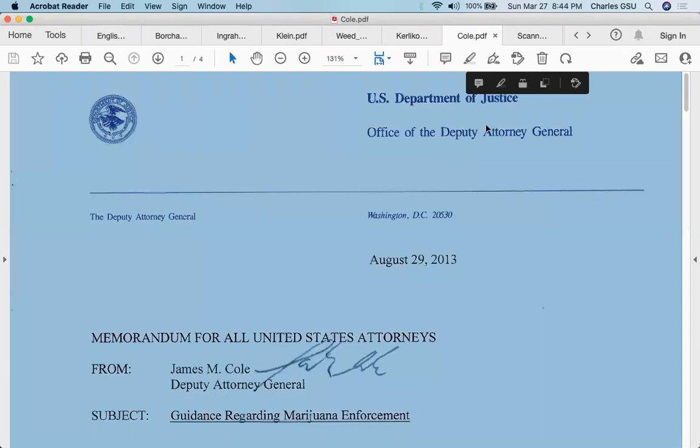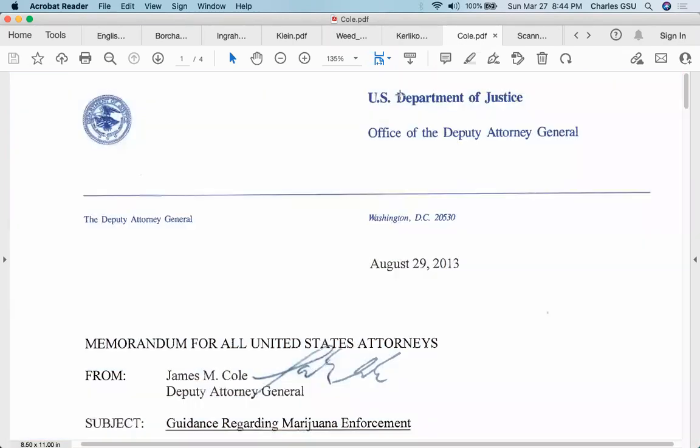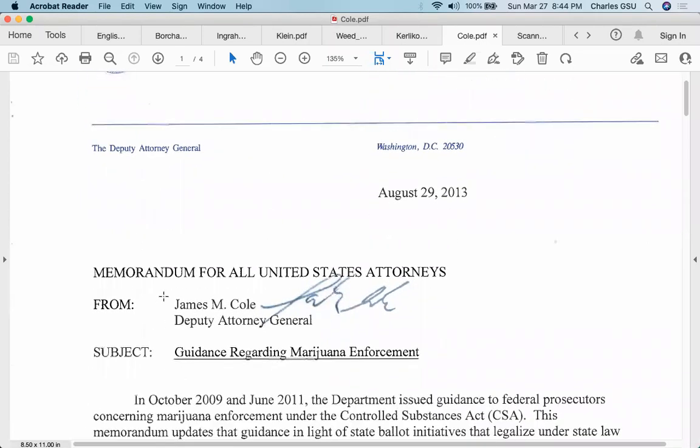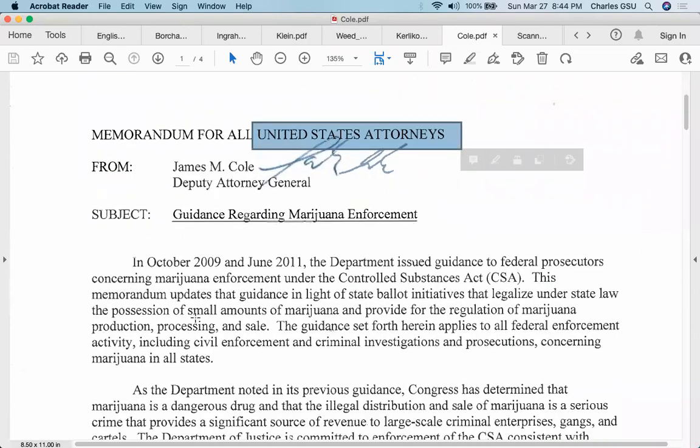So the attorney general is the highest legal official in the state, or excuse me, in the country. And the deputy would be like the assistant attorney general. But they work in the Department of Justice, of course, right? As does the FBI. So James Cole here writes a memorandum to all United States attorneys, that is those who work in the Department of Justice.